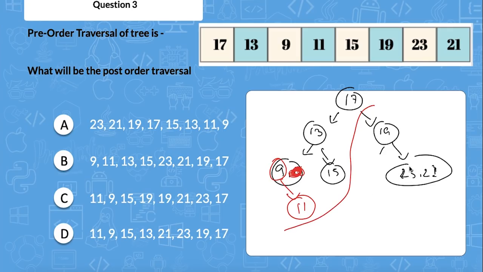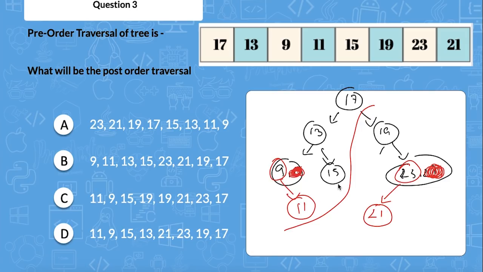So then again 23 would be the first node, right? So then what will happen is all the elements that are smaller than 23, 21 is smaller than 23, will come on the left hand side. So this tree will now look like this: 17, 13, 9, 11, 15, and 19, 23, 21. Okay, so now what they are asking us is basically what would be the post order traversal in this.